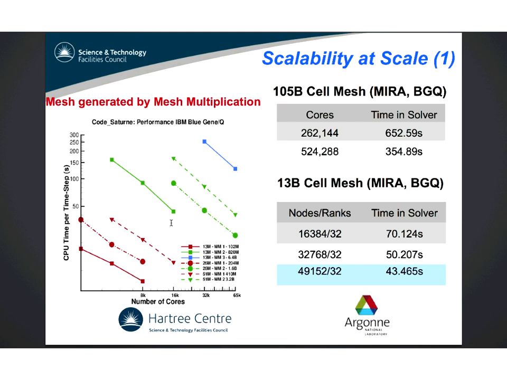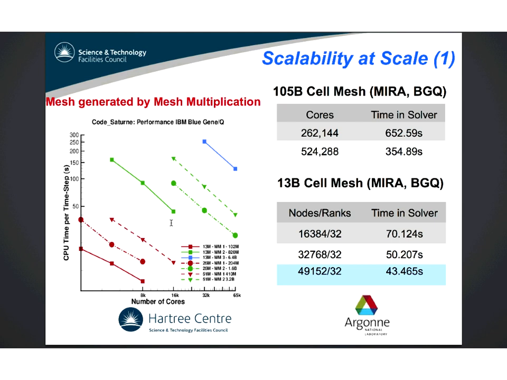We could run a few time steps on a 105 billion cell mesh. There was no IO there, because we switched off everything. I mean, there was only IO for the input part, but because we were loading a small mesh, it was not very costly, so we were just interested in the solver time.